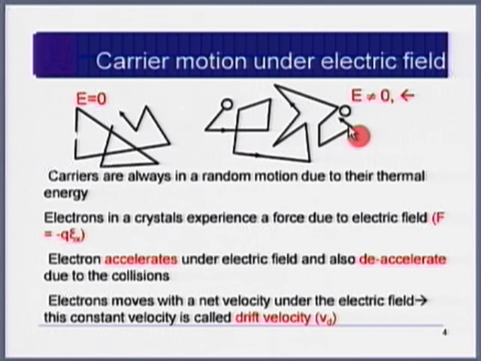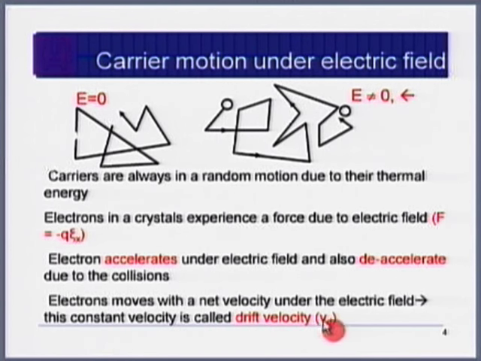Drift motion. What is the velocity of this electron? Now, we will say electron is going in this direction, and then it goes in this direction, then it goes here, here, here. So, electron is moving in one direction, but still it is random. So, we cannot talk about the velocity as such, we can talk only about the average velocity. We will talk about the average velocity, and this average velocity of the electron under electric field is called the drift velocity.